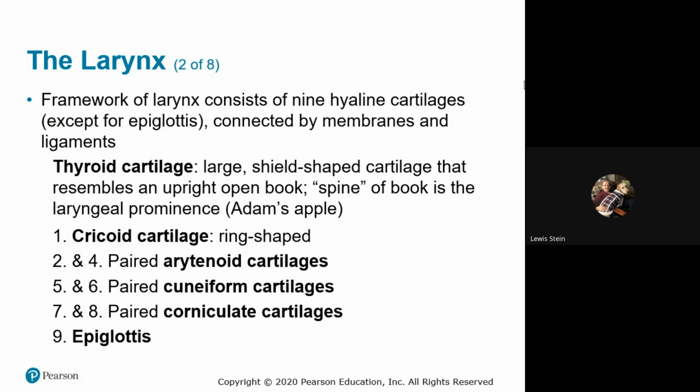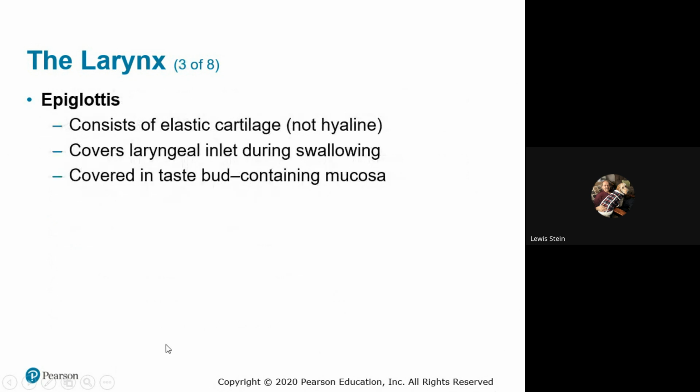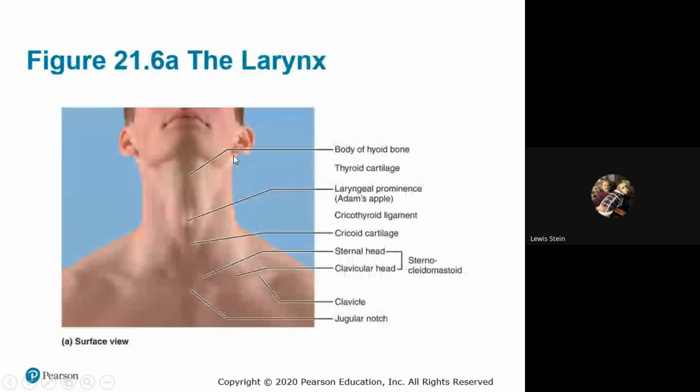So you can see the thyroid cartilage, much larger in the front. Like I said, open book, that you would have anteriorly, with a prominence called the Adam's apple, as we all know. The cricoid, ring shaped, larger in the back. These other paired ones you don't have to know. And the epiglottis. Again, the epiglottis is the only one that's not hyaline cartilage. It covers that inlet during swallowing. There's taste buds on it.